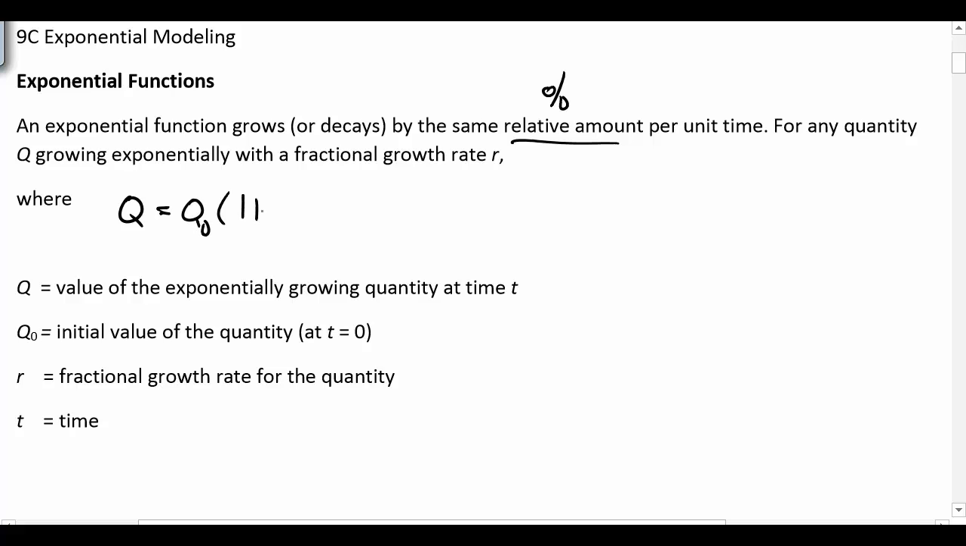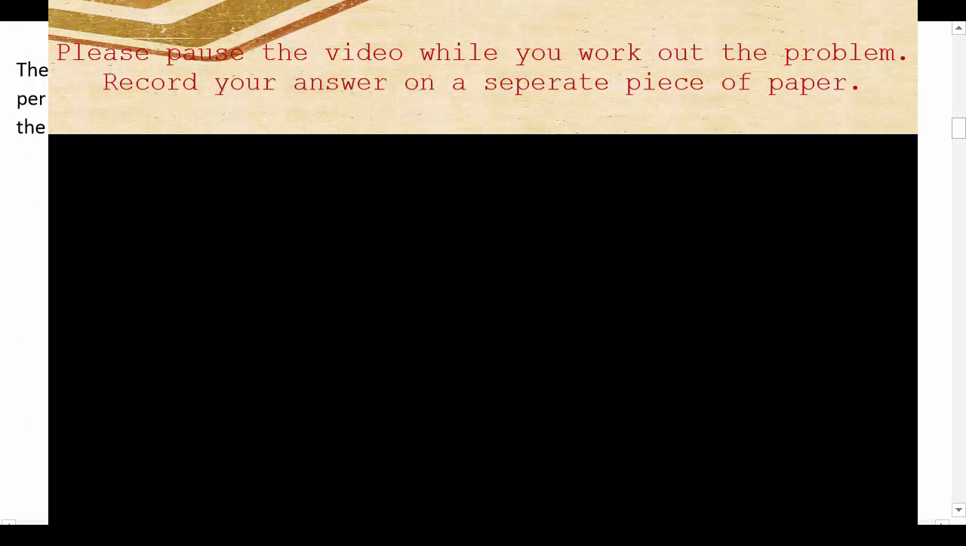times 1 plus R to the t power. Now Q represents the amount at a given time. Q naught would be the initial value, when at time 0. R is the growth rate, the percent of some rate, and T is the time.